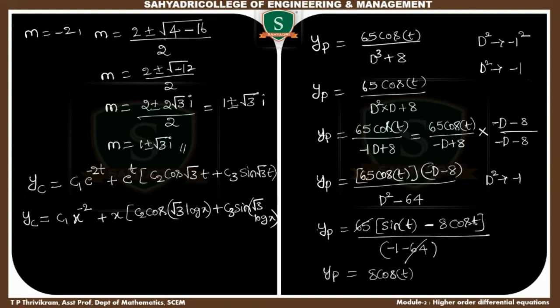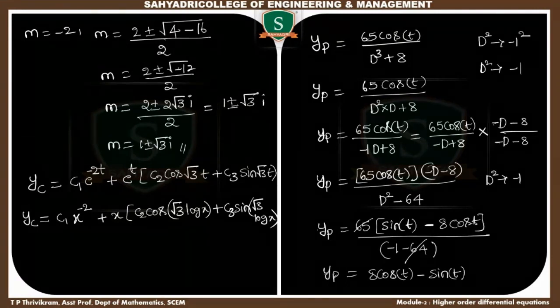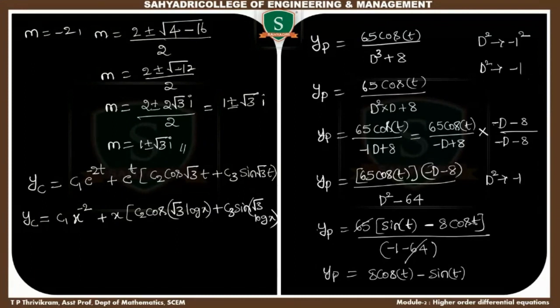Sir, it should be minus sin t. No, because differentiation of cos t is how much? Minus sin, right? Minus sin into minus D, minus of minus will get plus. Fine. Because here minus D is there. Differentiation of cos t is minus sin t, minus into minus, here plus. So yp, you got this much.